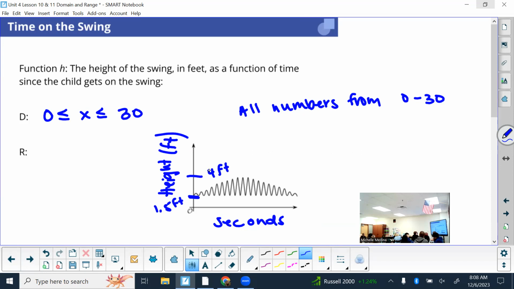What's my lower boundary? 1.5. What's my higher boundary? And could it be all the decimals in between 1.5 and 4? So then I'm going to use an inequality, and it's going to be really similar to how I did over here, except range is referring to all the what of a function.